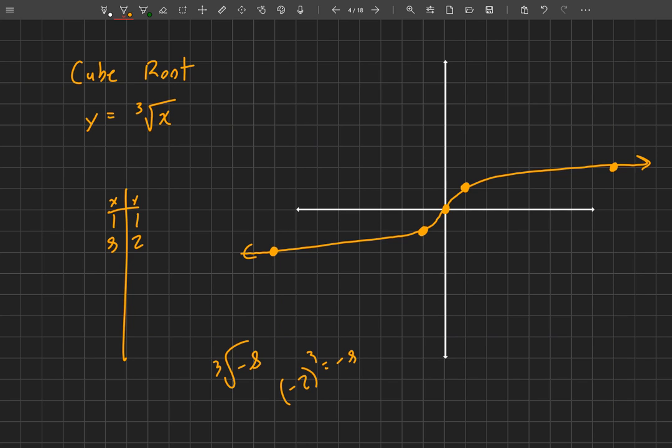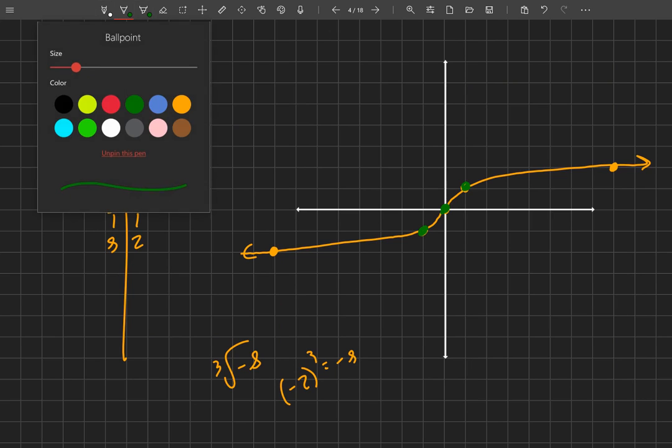And just like our cubic function, these outside points are going to be difficult to draw because they're so far out. But as long as you have these 3 points here and you have the shape correct, then that would be good enough for me. I'm fine with that.